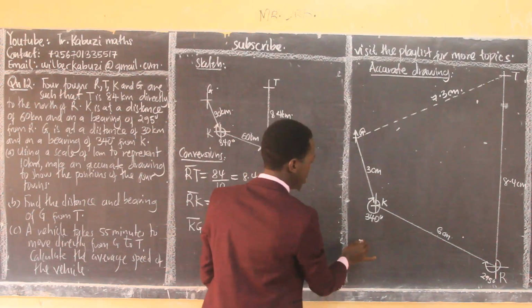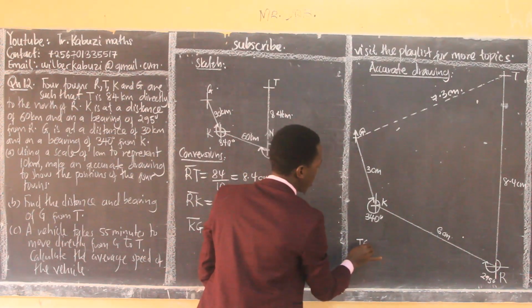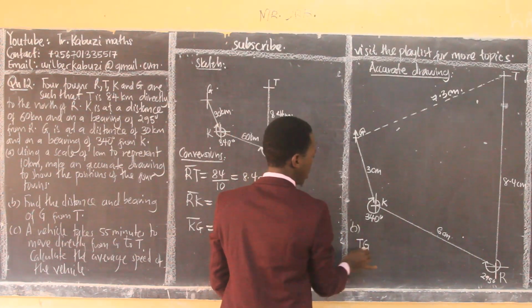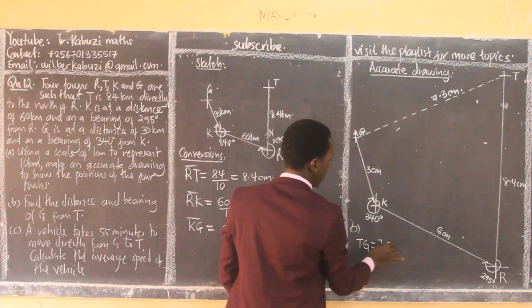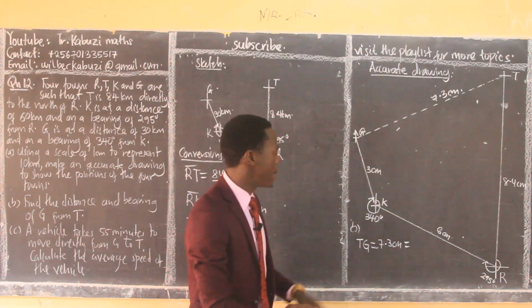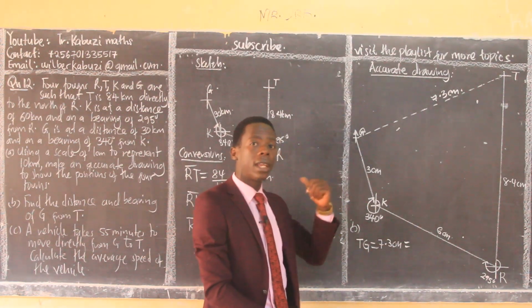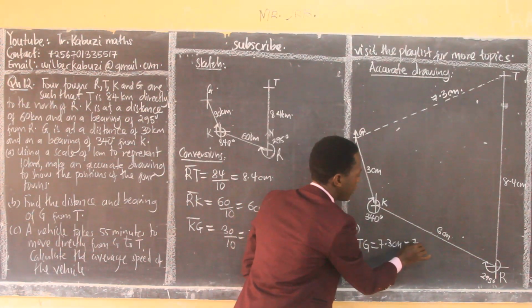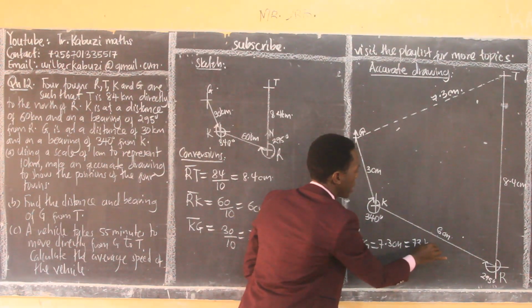So meaning GT or TG, remember I told us from T. I'm answering part B. My TG is going to be 7.3 centimeters, which when I convert now, but remember, you have to convert to kilometers. So you multiply this one by 10 to get now 73 kilometers.